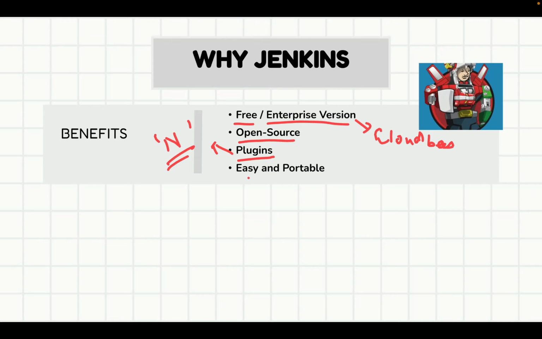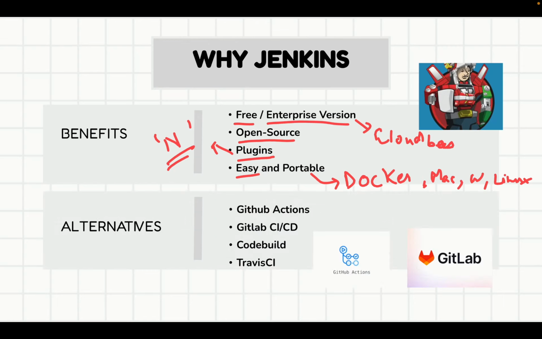Moreover, it's easy to understand, easy to use, and portable in nature. Portable means it can be deployed on any machine, like Docker. In the agent, it can be used on Mac, on Windows, or on a Linux machine. As per our requirement, we can make the changes. But with the coming of Jenkins, there are alternatives also available. Everyone has its own pros and cons, but the major benefits of Jenkins are the plugins, the portability, and being open source and free.